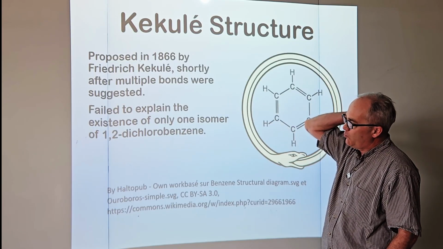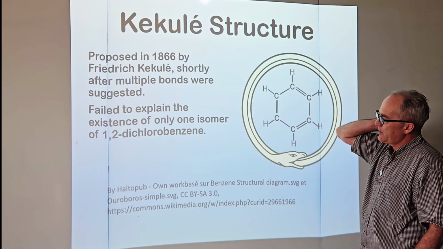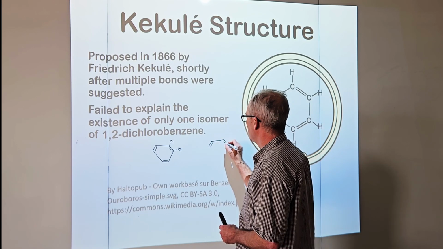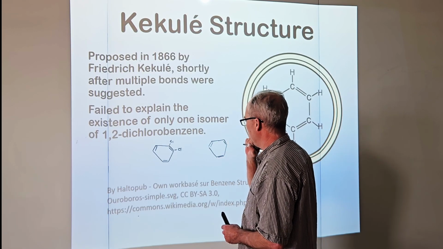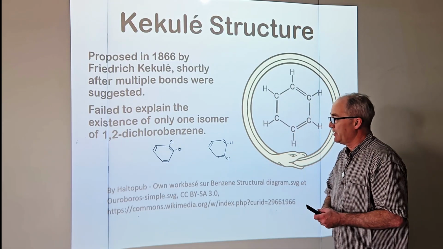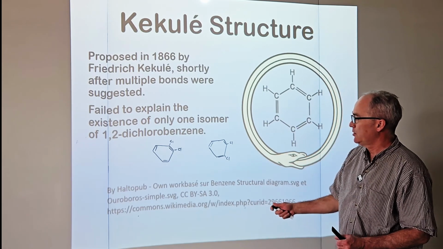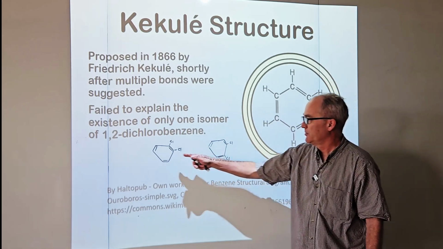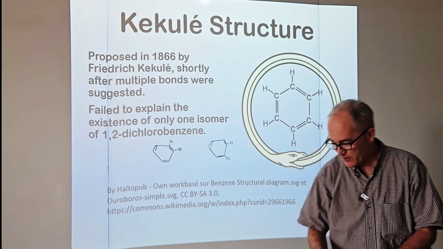So if I have 1,2-dichlorobenzene, there's only one isomer of that. So everything they knew at the time, this is kind of an exaggerated drawing, where I made the sigma bonds longer than the pi bonds, and these would be both 1,2-dichloro, but if this was the case, this would be an isomer of this one. It would have different properties, and they weren't observing that.